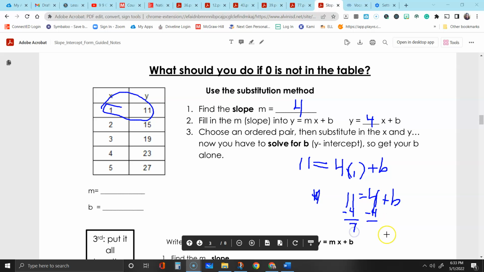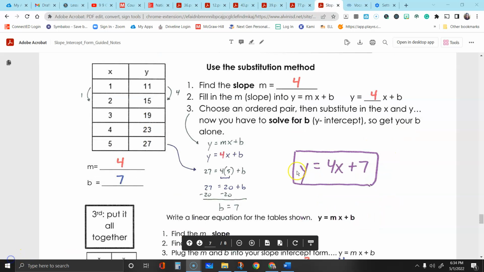We get 7 equals b. So, b is 7. That's where it would cross the line. In this example here, they used the point 5, 27. You'll get the same answer. Y equals 4x plus 7.